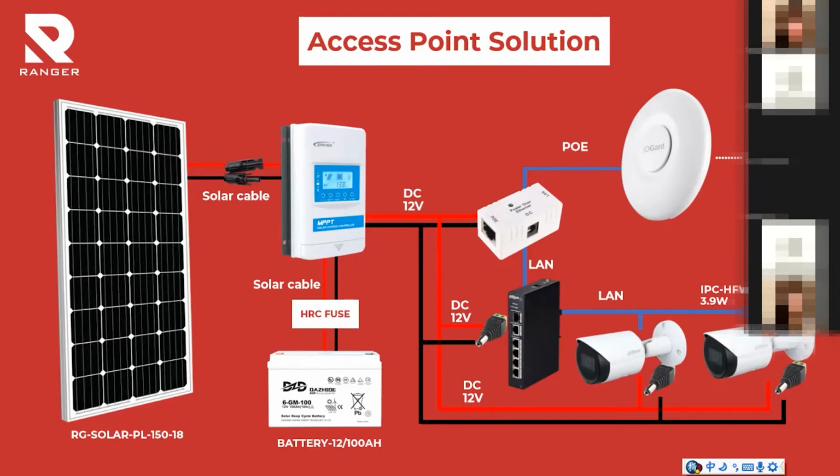The PoE adapter can use DC 12 volt to provide 24 volt PoE. Yes, this is a PoE injector. The function of this PoE injector is to convert DC 12 volt to PoE. So if you are using an access point, this PoE can power up the access point. Okay, if there is no other question, I will continue to the calculation.